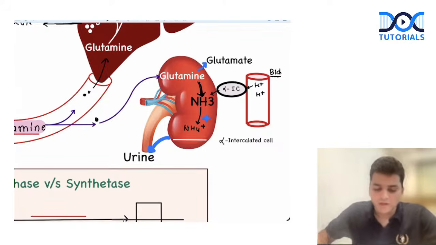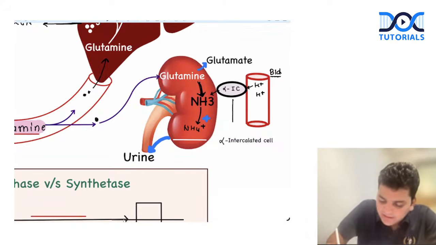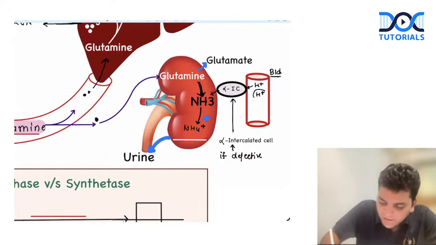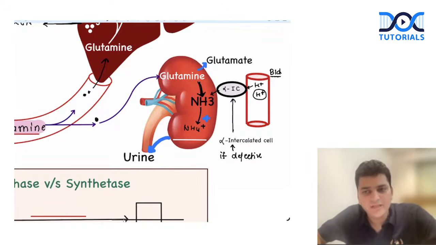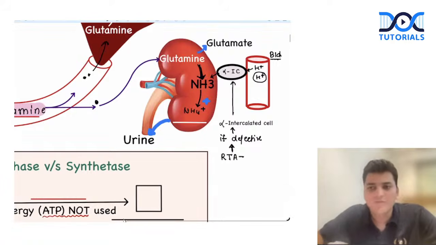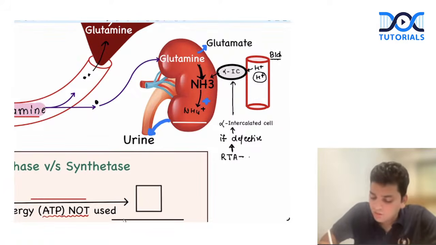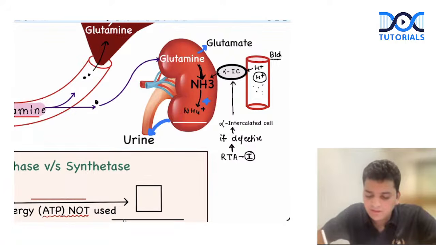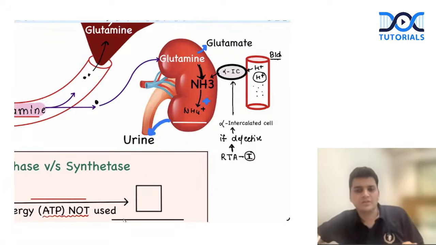Now, the question is, if by chance these cells are not working, if they are defective, if the alpha intercalated cells are not working, the acid will not be eliminated from the blood and the acid will increase, acidosis will happen. Can you tell me which renal tubular acidosis this is called? The renal tubular acidosis type 1, 2, 3, 4. If the alpha intercalated cells are not working, yes, very good, Pradeep, Aditya. It is called RTA type 1. If the alpha intercalated cells are not working, the acid will not go out, the acid will accumulate in the blood, and that is called renal tubular acidosis type 1.